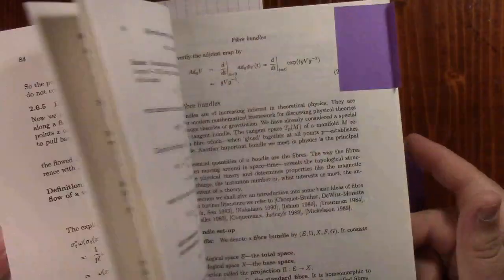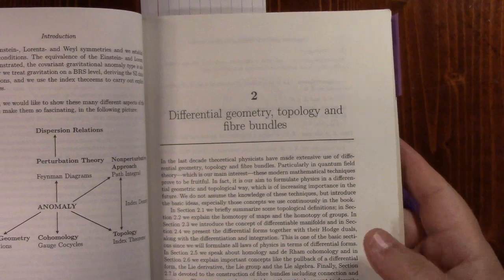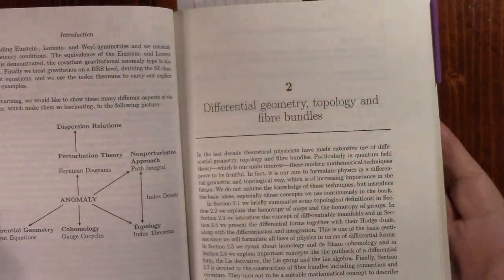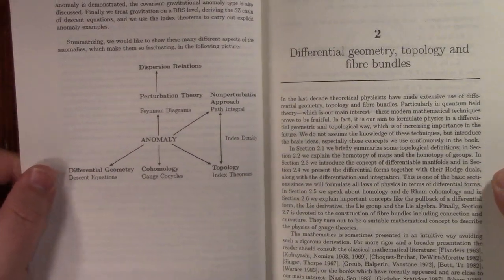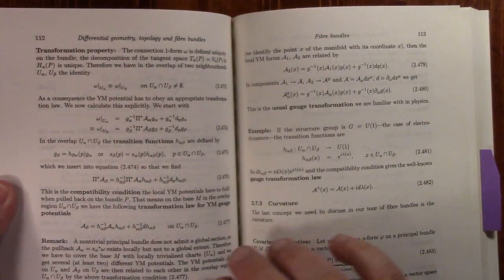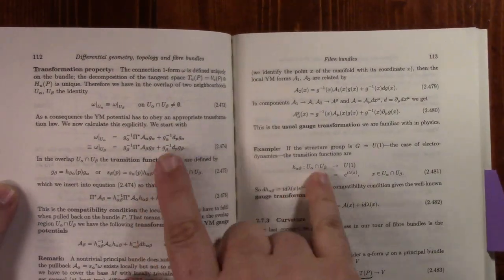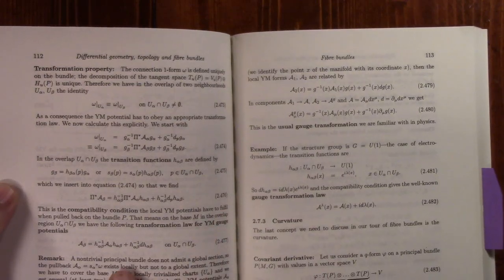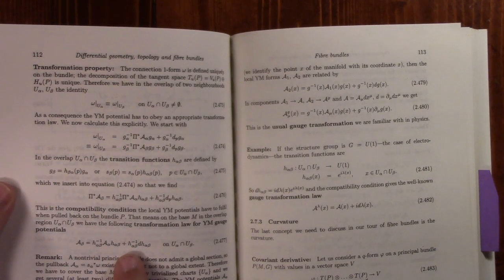comes out swinging. In the first 125 pages of this book, you have this beautiful, succinct discussion of differential geometry, topology, and fiber bundles. And of course, it's got the big picture of modern quantum field theory, which is deeply inculcated with topological constructions and so forth. But skipping ahead to page 112 here, he talks about the connection one form and the transformation law for the Yang-Mills gauge potential, and it's H inverse A H plus H inverse dH.